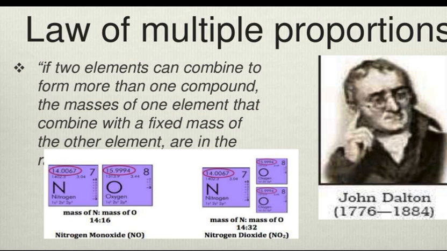If two elements can combine to form more than one compound, the masses of one element that combine with a fixed mass of the other element are in simple whole number ratios. You can use this here. Nitrogen monoxide: the mass of nitrogen is 14 and oxygen is 16, so 14 to 16. And nitrogen dioxide, we can use 14 to 32. So 16 and 32 is the ratio of oxygen, 1 to 2 also. Okay, next, move to the next law.